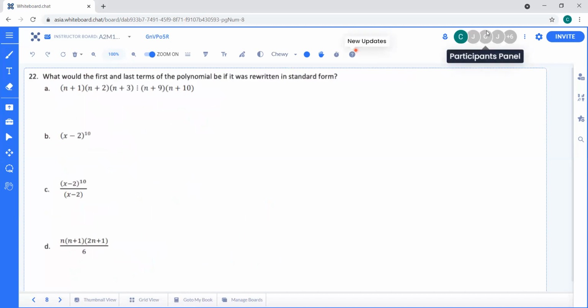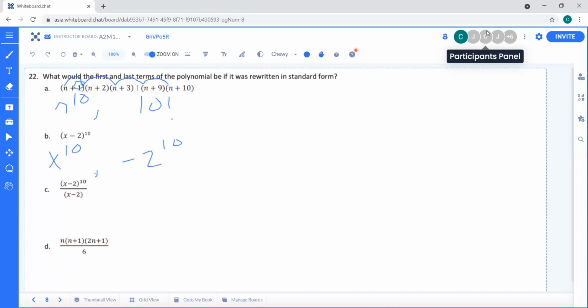Let's see what else we had here. Okay, I think we did the majority of these. We said this was going to be n to the 10th, so we'll multiply all of these first terms together. And then the last term would be 10 factorial, which means 10 times 9 times 8 times 7 times 6 times 5, all the way down to this one here. Okay. Now 22b, these are easy. And we know if we put these all out here, that's going to be an x to the 10th and a negative 2 to the 10th. I said you could just leave it like that.